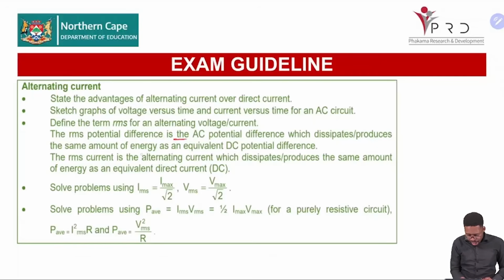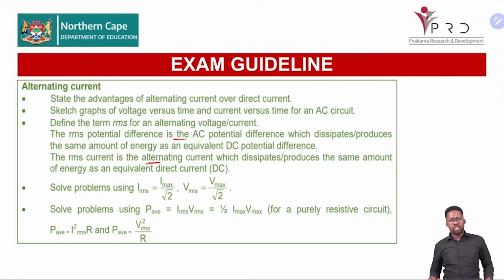So the examiner is saying that these are the definitions that you can expect. So in question 9, electrodynamics, we can expect two definitions. It's either we define VRMS, potential difference RMS, or RMS current. Then we'll solve problems using the formula IRMS is equal to Imax over root 2, or VRMS is equal to Vmax over root 2. Then you can also include your power formulas.